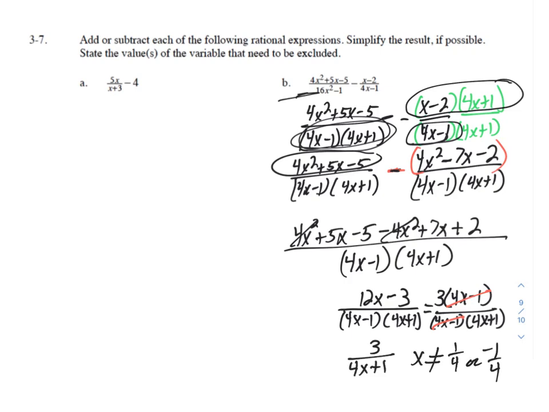What I would like you to do is try part A. I'm going to give you a hint. 4 is the same as 4 over 1. Get a common denominator and then subtract your fractions. Please pause this now.